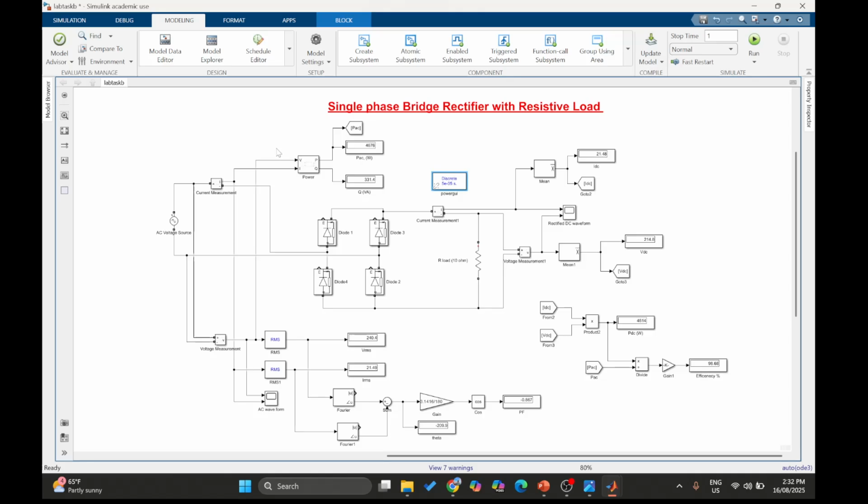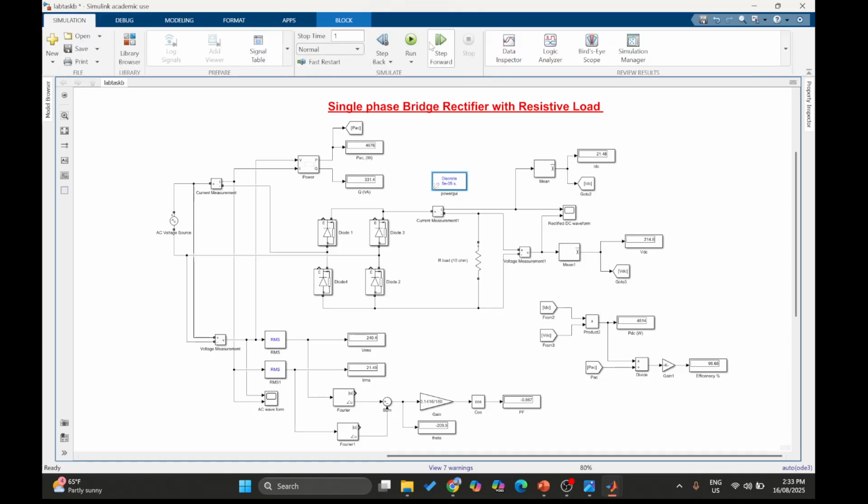That is the single phase bridge rectifier model in Simulink. And let's run the simulation and see how the model works.